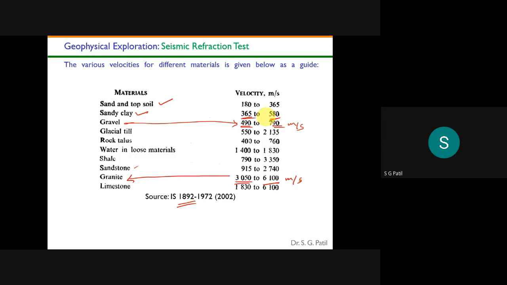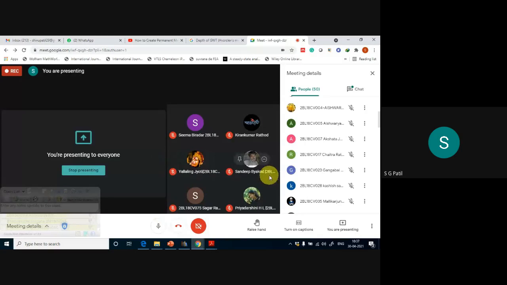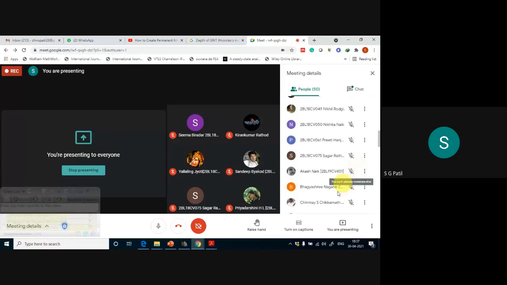Understood? Any doubts here regarding the seismic refraction method? Any doubt regarding the seismic refraction method? Bhagyashree? No.